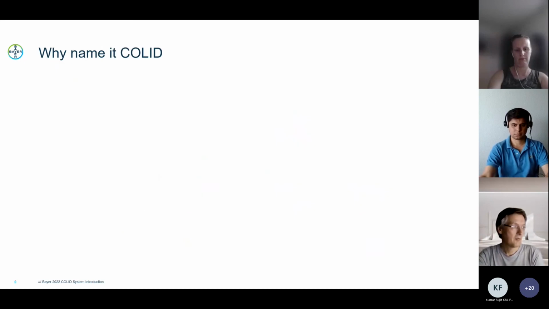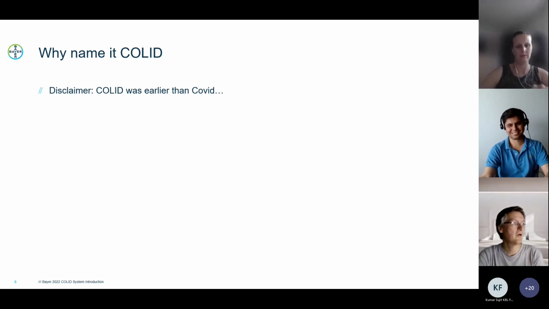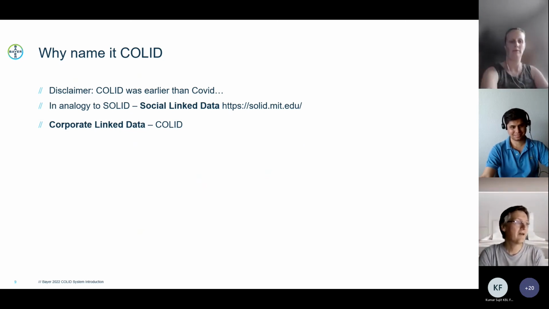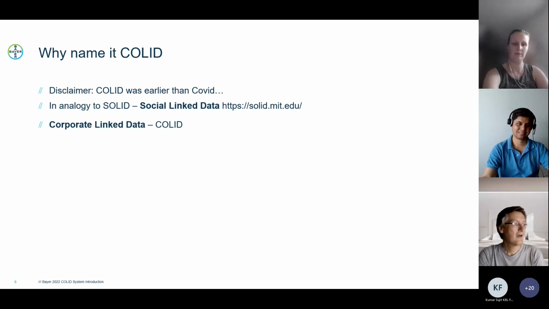And now I promised you to talk about the name. First is we were earlier than COVID. So we did get quite an internal shitstorm about why I call it Collit, but we were earlier. And then we called it an analogy to SOLID, social link data. And that's a nice thing. And we thought, yeah, that's actually a good match. Corporate link data, that matches very well.